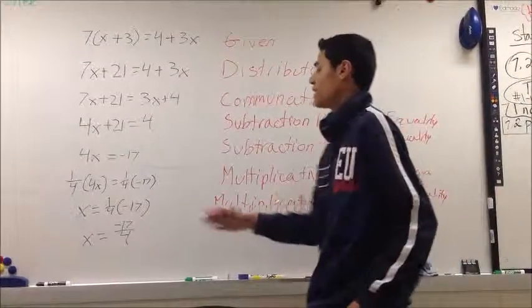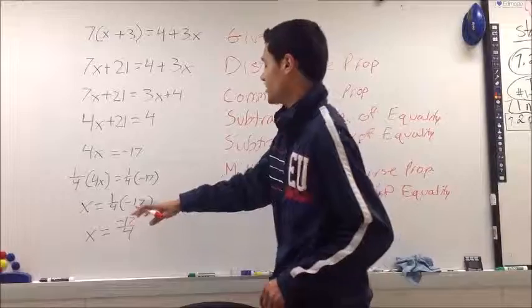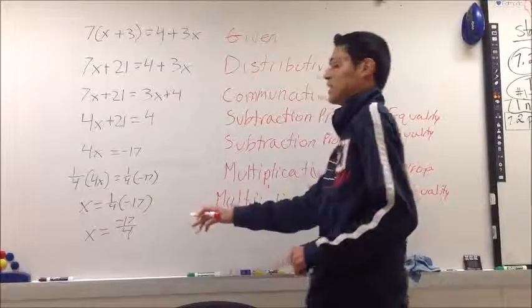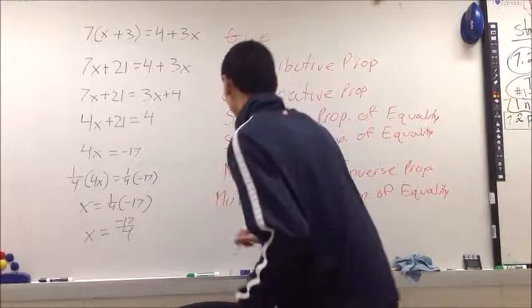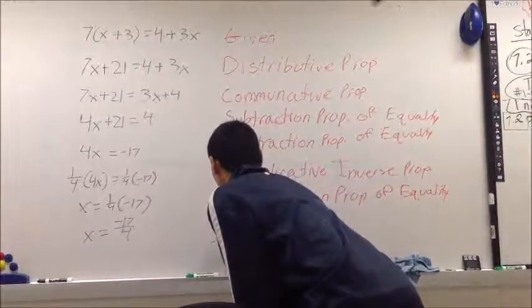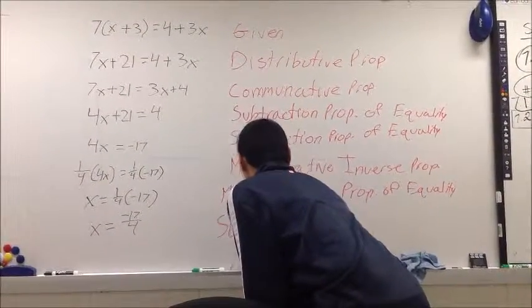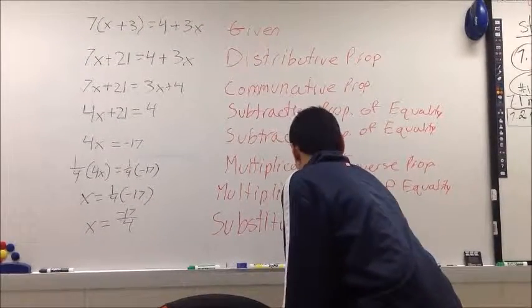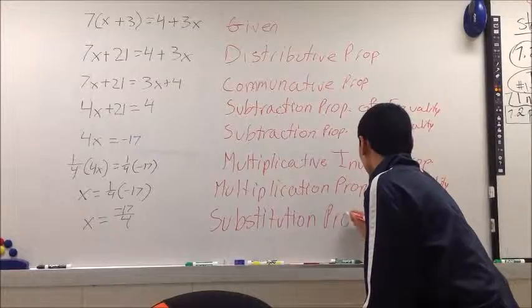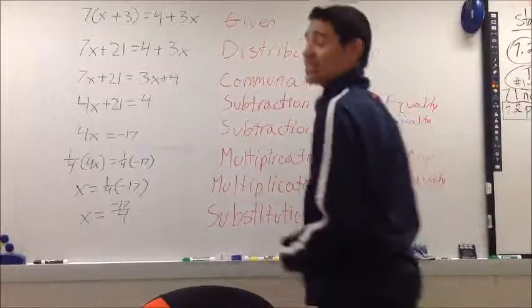And the last one here, after you're done multiplying these, you get negative 17 over 4. And that would be the substitution property, because that is what x is.